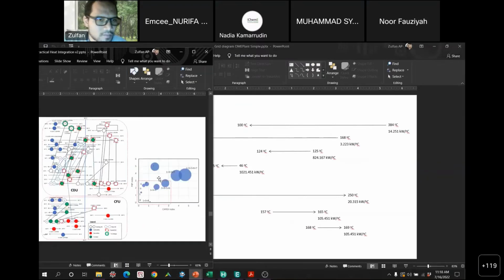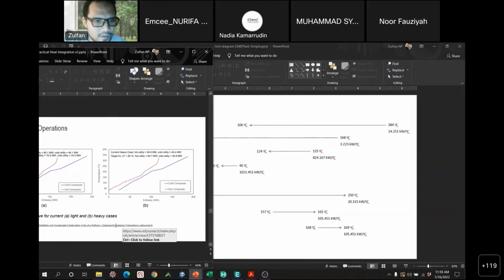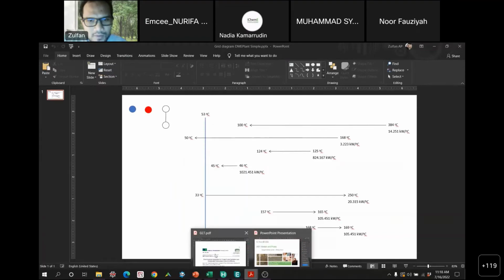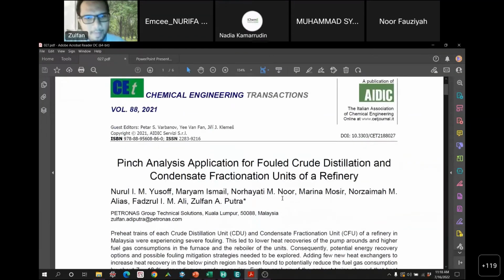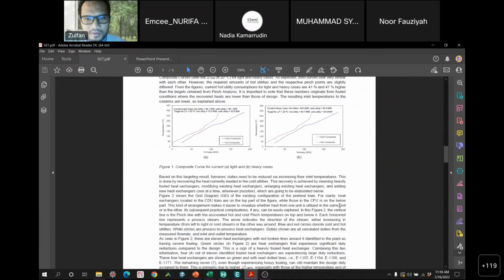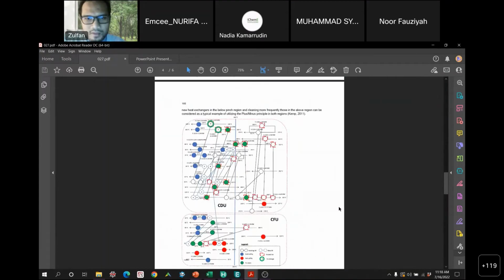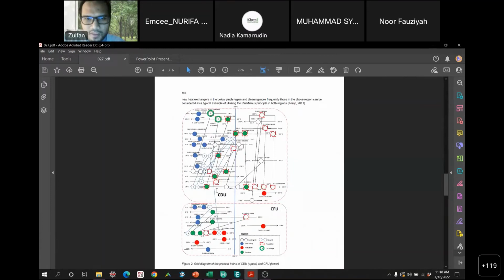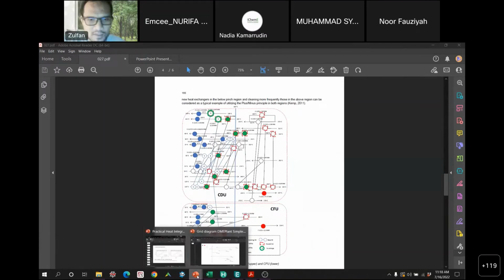I mean, the original heat exchanger network was much more complicated than this one. So this is just a simplified version from the paper over here. I'll just show you. From the paper, the simplified version of the existing heat exchanger network is the one that is copied into this presentation slide.